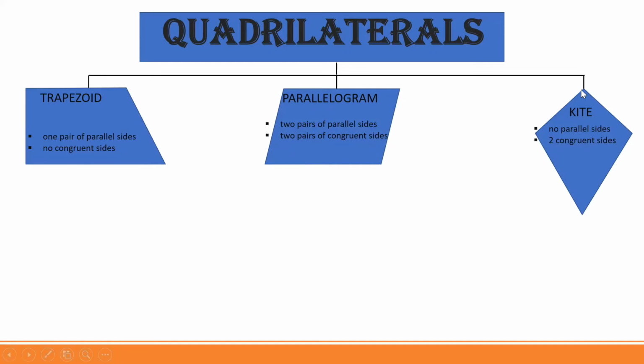A kite has no parallel sides. Meaning, its sides are intersecting. It has two pairs of congruent sides. So this side is congruent to this side. Also, this side is congruent to this side.